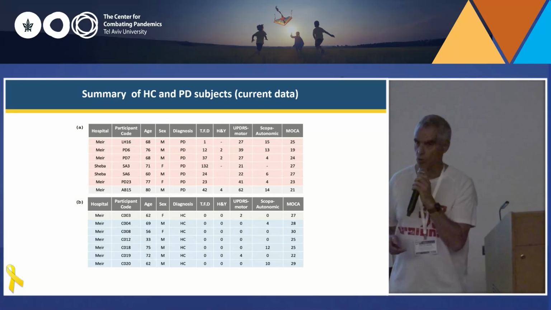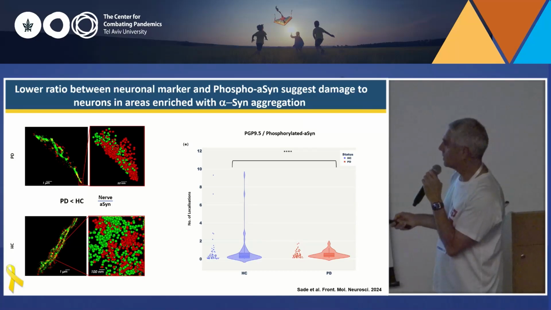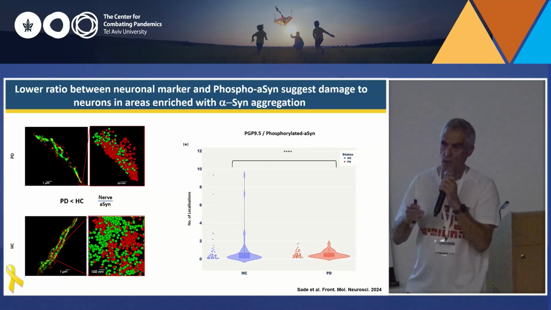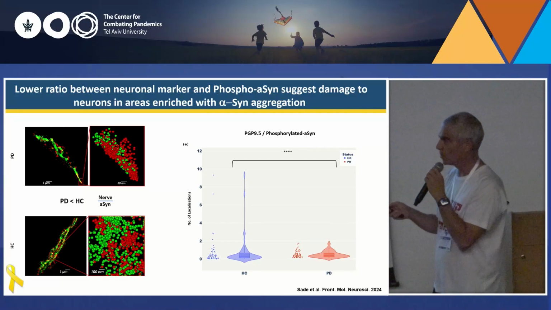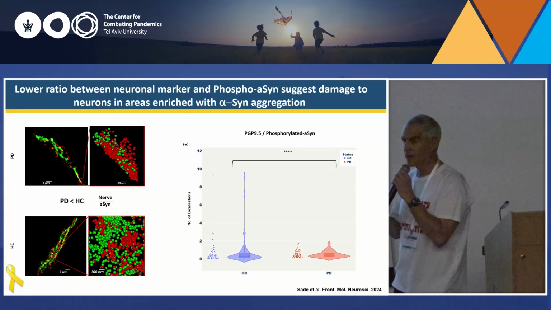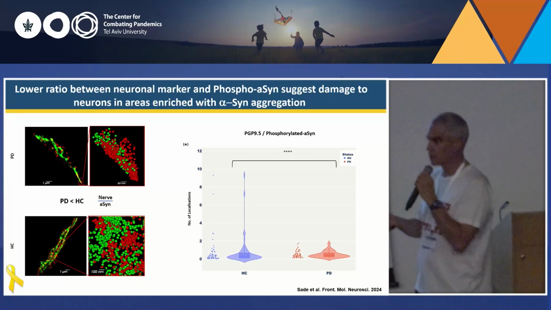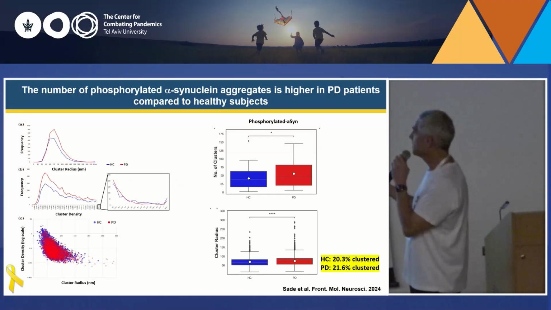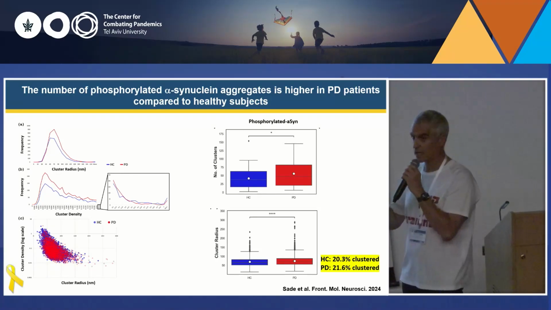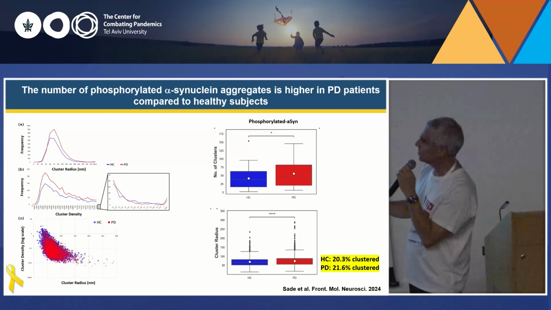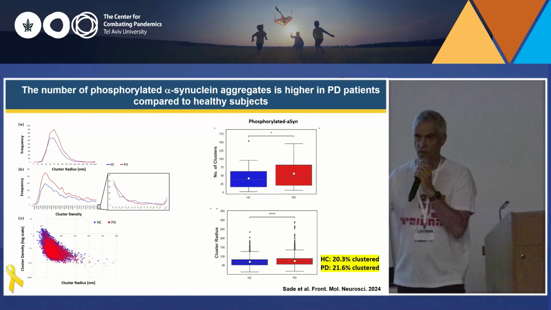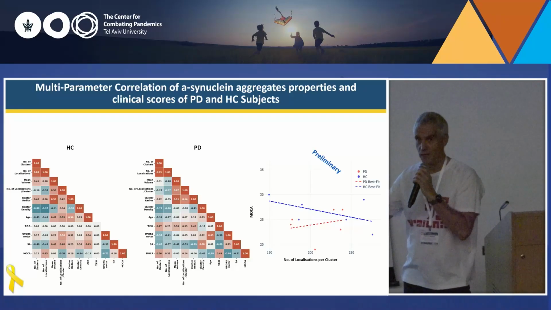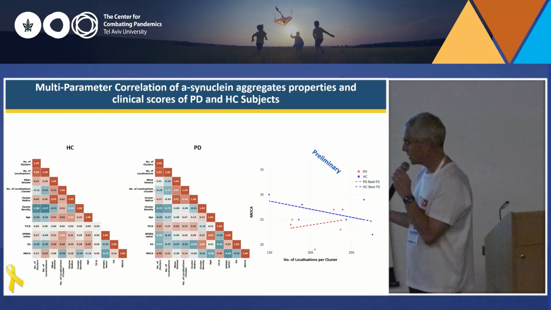We are now collecting more cases, but even from this low number of patients, we could see that in places where we have more pathological form of alpha-synuclein, I didn't speak about it, but it's a phosphorylated one, we have less neuronal tissue, and this is also shown previously. And what was also interesting is that we found that in Parkinson's disease patients, we have more aggregation, and this is an illustration of the different distribution of more aggregation of alpha-synuclein compared to control.